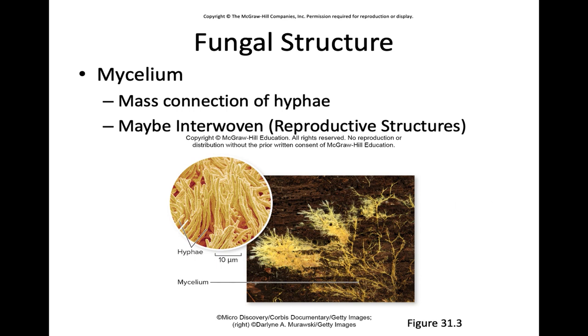You can also have mycelium. For most fungi, the hyphae are very small and only visible microscopically, but there are quite often fungi that will bunch together the hyphae to form large structures called mycelium. So this is a huge mass connection of hyphae together. This mass connection of the hyphae is going to form the visible portion of the fungus. When the fungus interweaves the hyphae, this will form the reproductive structures of the fungus. So if it's interwoven, those will form the reproductive structures.